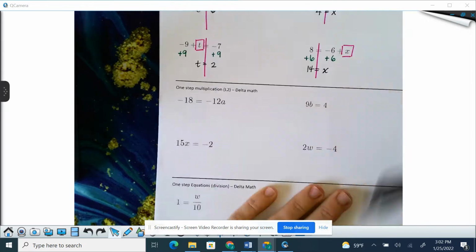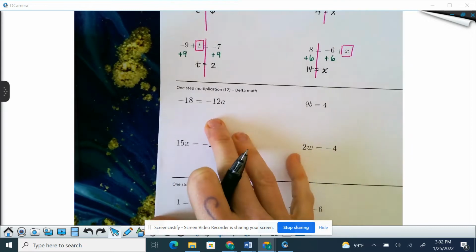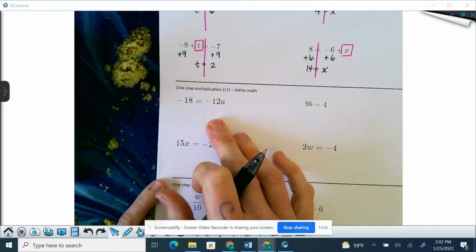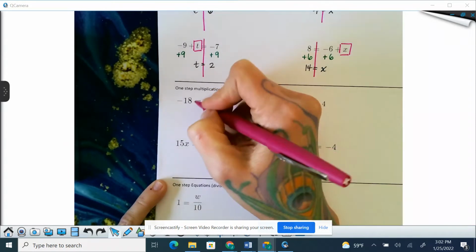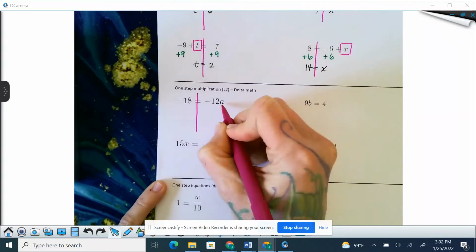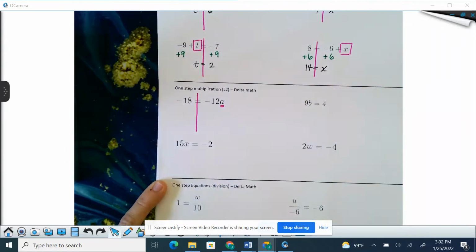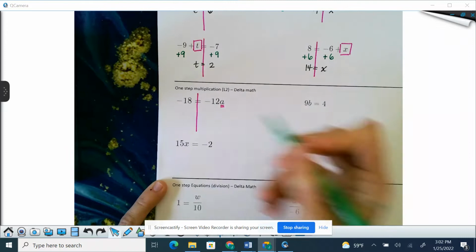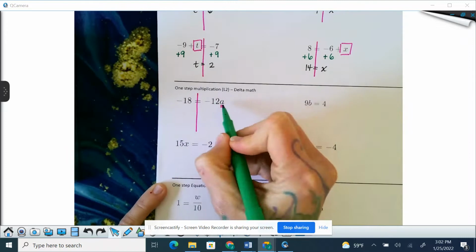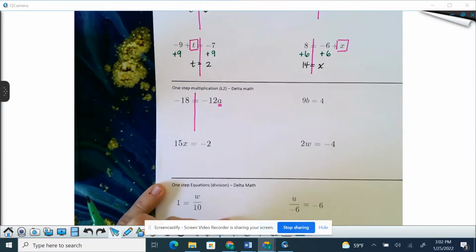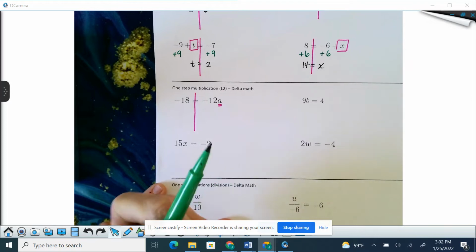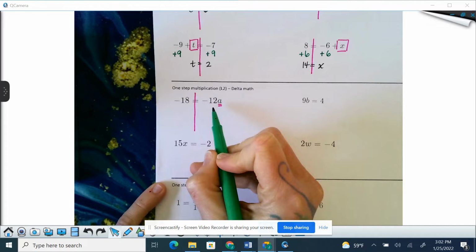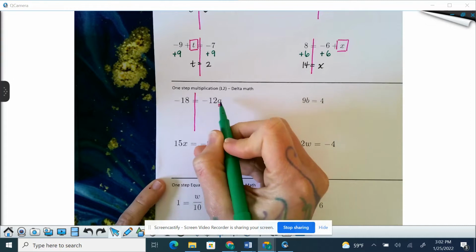So then the one-step multiplication in Delta, this is again knowing that the inverse of multiplication is division. So the inverse operation, again, I'm still a big fan of making sure I know where my variable is and what I'm trying to get by itself. So that negative 12 is attached to a. Something I've realized a lot in teaching Math 1 is, and I'm not sure where it gets passed up in your previous math classes, but this just becomes a thing to you. This is negative 12 times a.